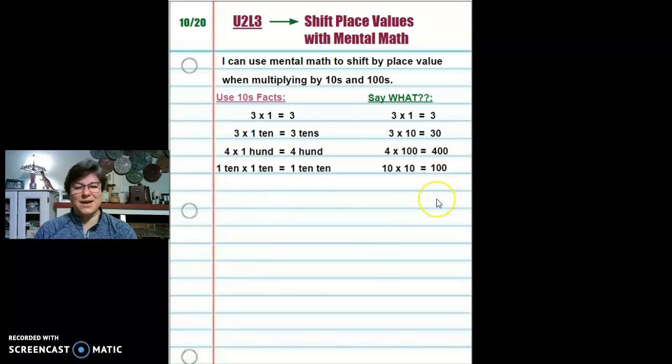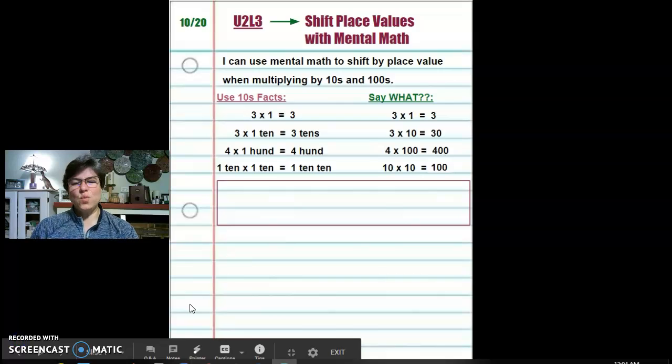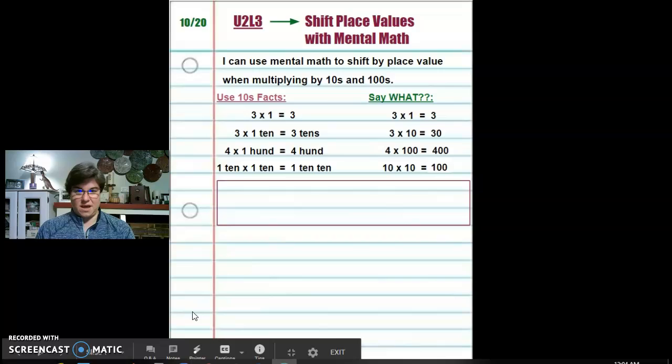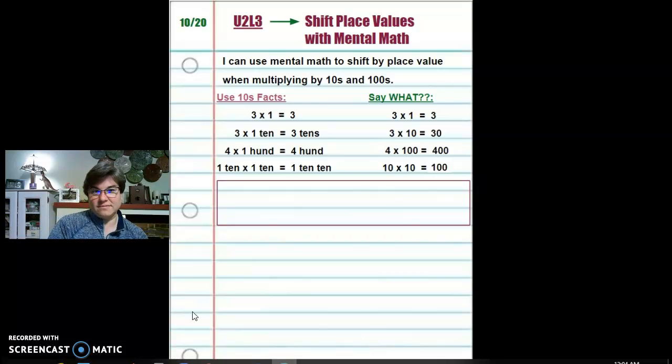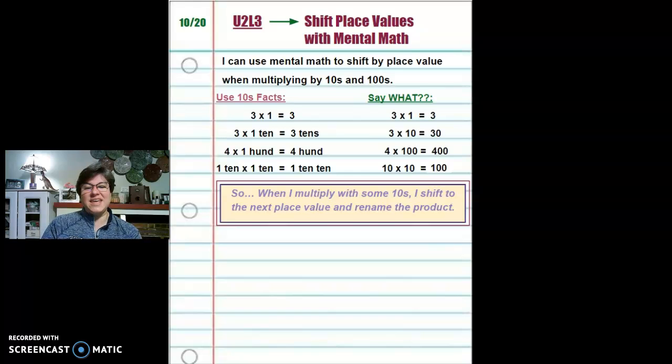Make sure you write that down in your notes and then draw a box around the next 2 to 3 lines. We're going to try to make sense of this in our own words. So what we're saying is, when I multiply, it's groups of something. I have a certain number of groups of something. And when I have it in tens and hundreds, I can multiply by that and it shifts to the next place value. Then I rename the product.